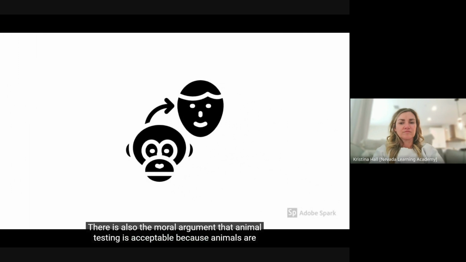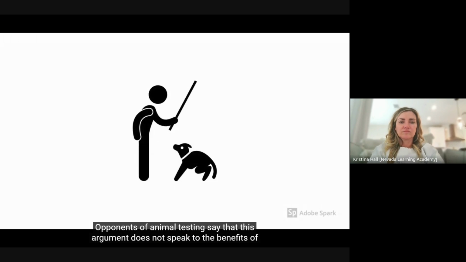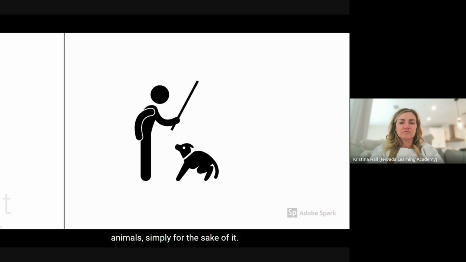There is also the moral argument that animal testing is acceptable because animals are inferior to humans. They lack sentience and reason and have historically been considered inferior throughout many different times and cultures. Opponents say that this argument does not speak to the benefits of animal testing. Instead, it attempts to justify humans causing harm and suffering to animals simply for the sake of it.